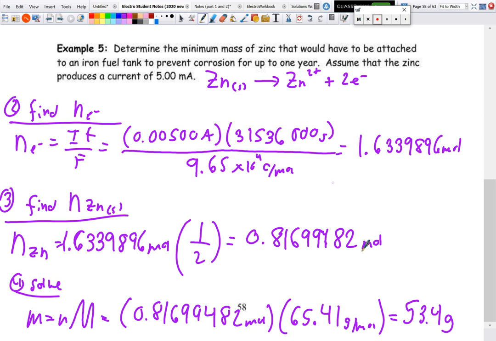And once you do everything, you should get your answer of 53.4 grams. Now, as I alluded to, the milliamps, this is what it's converted to when it gets into amps, so 0.00500 amps. And of course, that 1 year into seconds is 31,536,000 seconds. And when you do all that, you should get your answer of 53.4 grams.